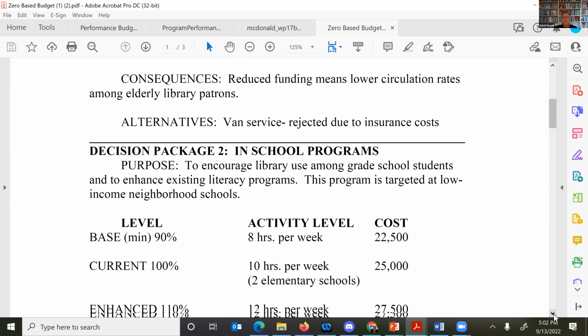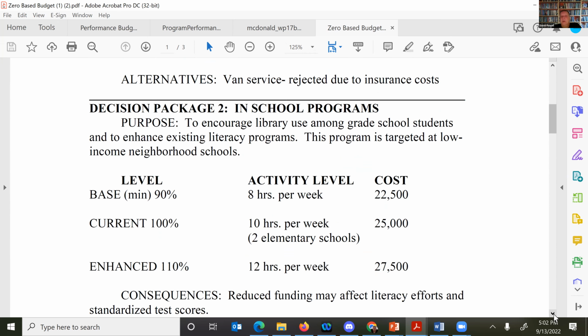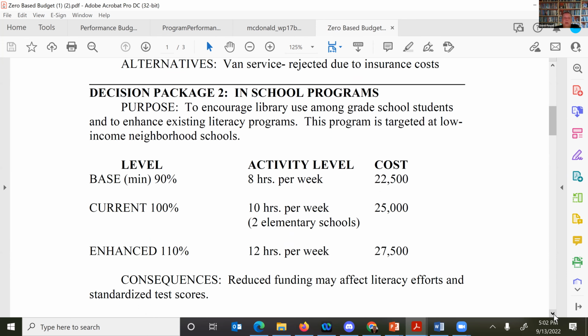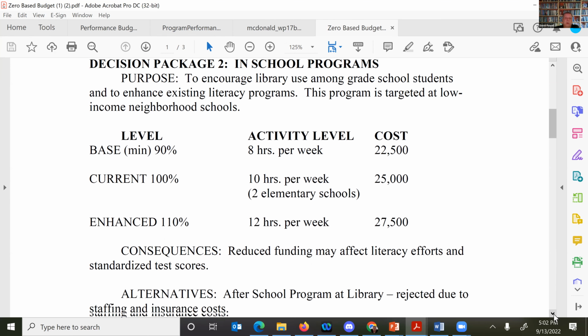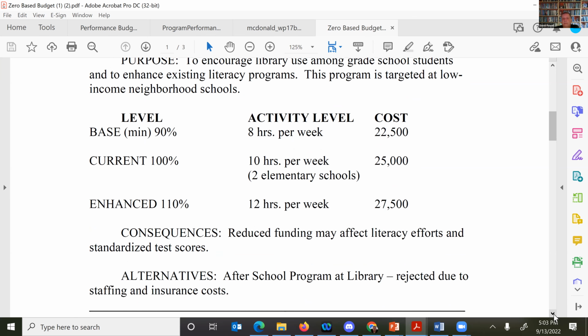Then decision package number two, in-school programs to encourage library use among grade school students and to enhance existing literacy programs targeted at low-income neighborhood schools. So again, you've got your three different alternative funding levels. At the base, 90% of last year, we can do 8 hours a week at $22,500. At 100%, we can do 10 hours per week and focus on 2 elementary schools, at a $25,000 cost. Enhanced to 110% of what we spent last year, 12 hours per week, $27,500.